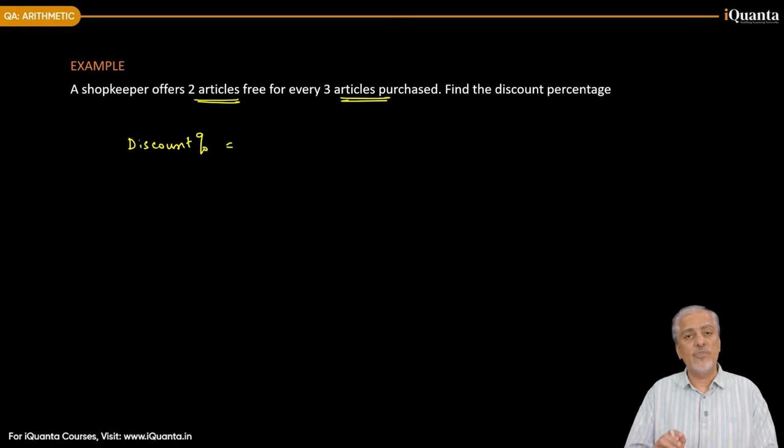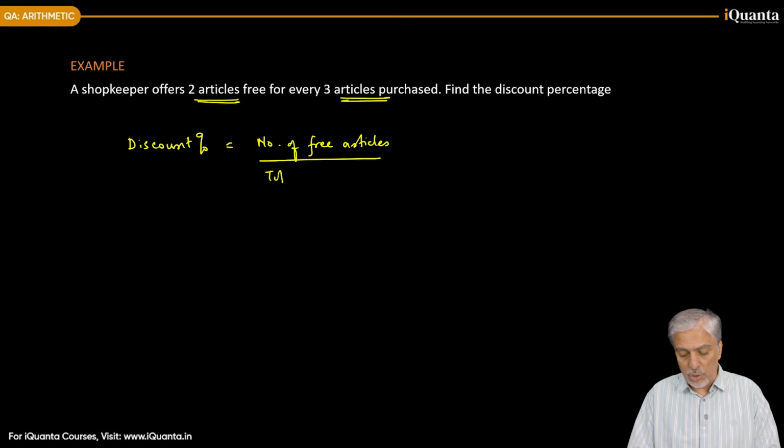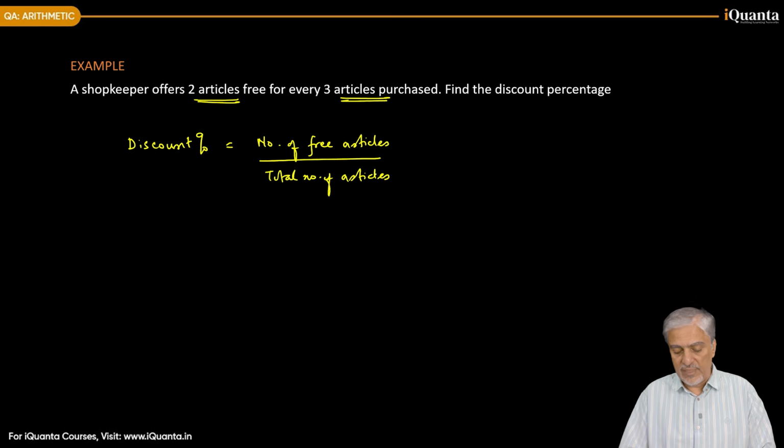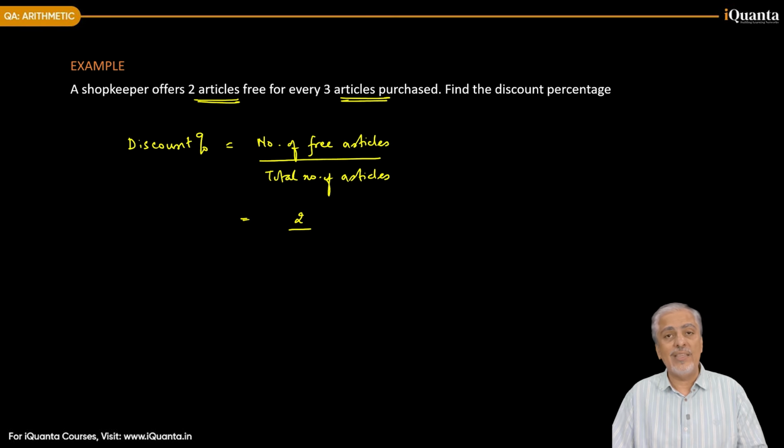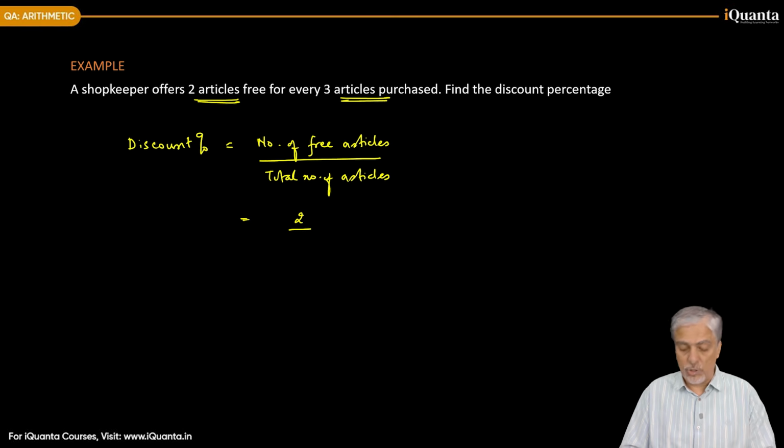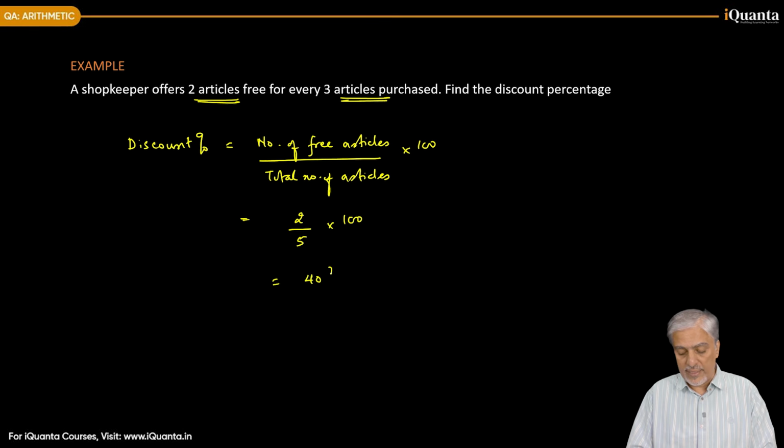Discount percentage in case of freebies is simple. There's a straight formula you can apply. Discount percentage is number of free articles upon total number of articles. What does that mean? Number of free articles is 2. How many articles did you totally take away? Not what you were buying. You took 3 and you got the 2 free. So the denominator will have to be 5. That's very important. So 2 by 5 into 100 to convert it to a percentage, which will be 40%.